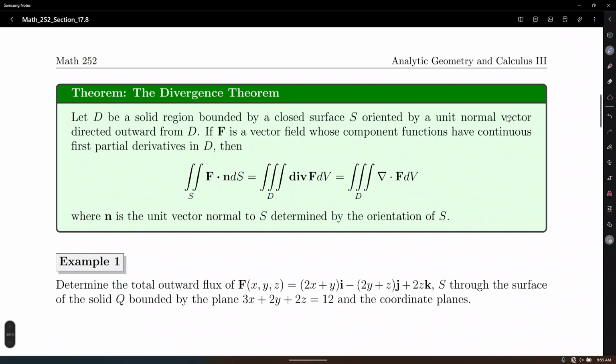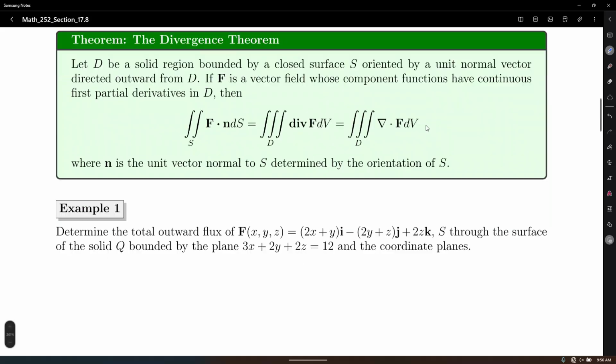And of course, what do we need for the flux to occur? We need a driving force. Otherwise, it's not going to happen by itself. So we need a force field. So essentially, we are going to turn, well, notice the double integral. We're going to turn this surface integral into a triple integral.